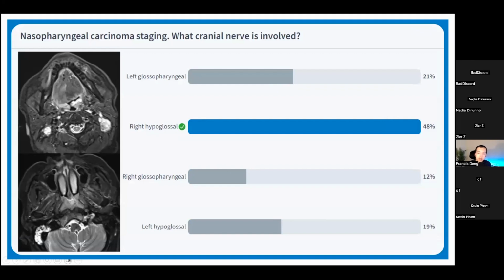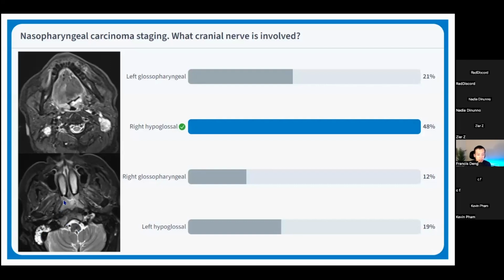Okay, a plurality, but not majority, of you got the answer correct. It is the hypoglossal nerve. In this case, we don't see the primary mass that well, but you get the sense that there's some soft tissue fullness, this thickening of the soft tissue at the right fossa of Rosenmüller along the right wall of the nasopharynx here, and this is a right-sided mastoid effusion.